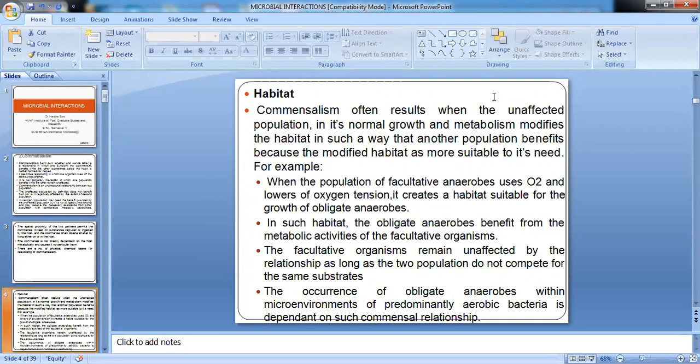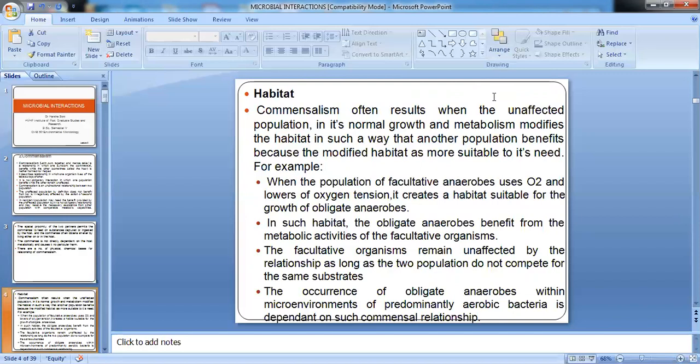So in this association, obligate anaerobes are the commensals. They are being benefited by the growth and metabolic activity of facultative aerobes and anaerobes, who use up the oxygen and modify the environment such that obligate anaerobes can survive. So obligate anaerobes get the advantage from facultative aerobes and anaerobes, and facultative aerobes and anaerobes have no loss in this.